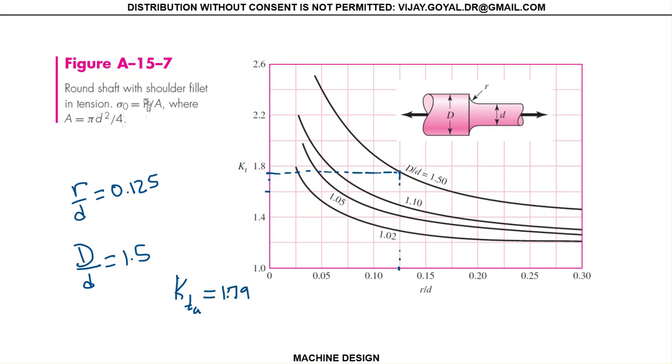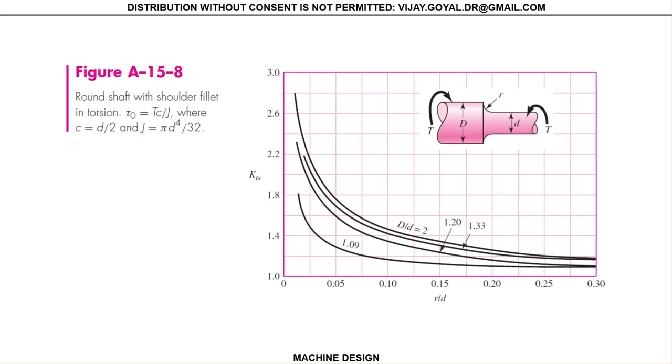Now, for the axial case, if I want to use my sigma xx, what you have to be careful about is that it is your load F divided by area. And the area that we are using is the smaller diameter. All the tables actually give you that information.